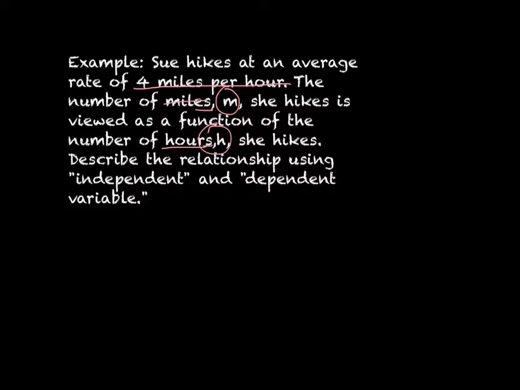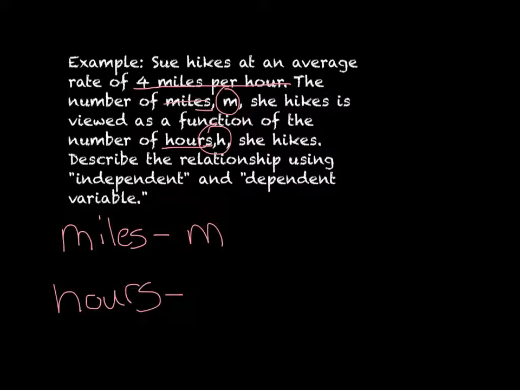Okay, so what is important here, I circled our variables because one of them is going to end up being our independent, and one of them is going to end up being our dependent. I don't know yet. So this is M and this is H. Notice the wording of the question. It says right here, the number of miles M she hikes is viewed as a function of the number of hours H.